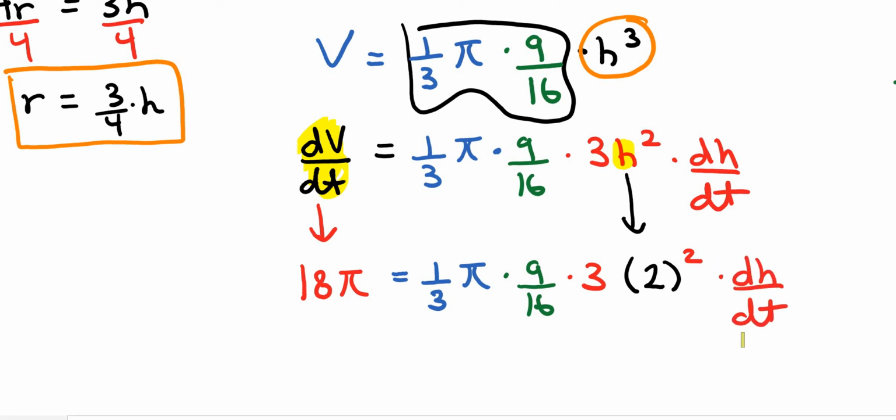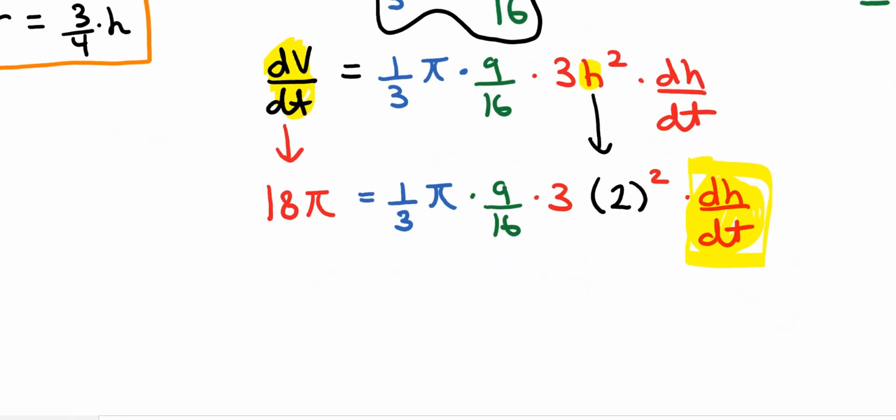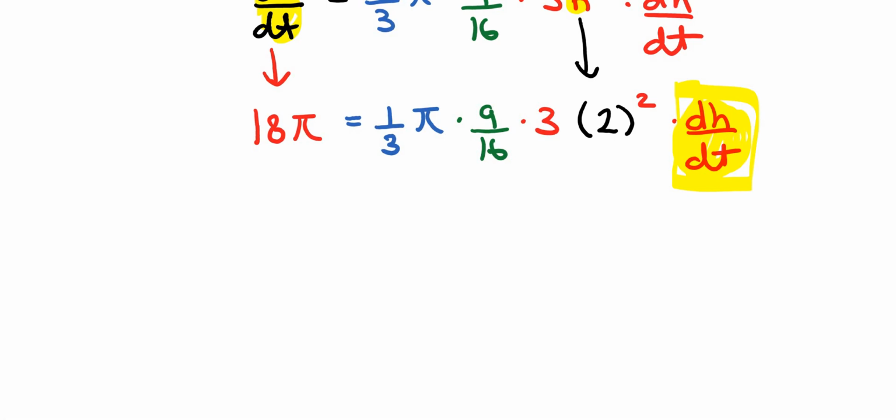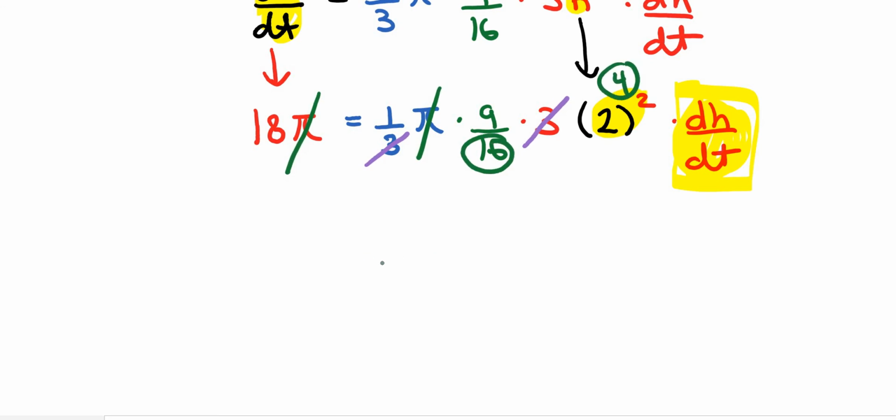Our end goal is to solve for dh over dt, and if you want to use a calculator to figure this out, you definitely can. What I see here is the pi's can cancel off. I see that the 3's can cancel off. This expression right here is 4, since 2 to the power 2 is 4. And 4 divided by 16, that's going to be a 4 on the bottom. So that's 9 over 4. And then I have the 18 on the left-hand side, and I have the dh over dt on the right-hand side.